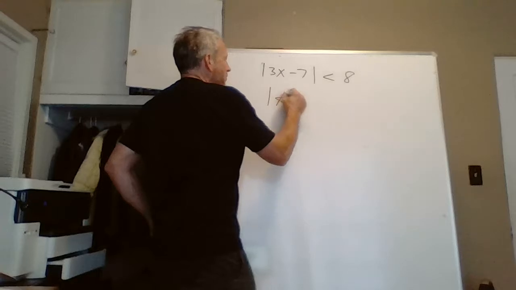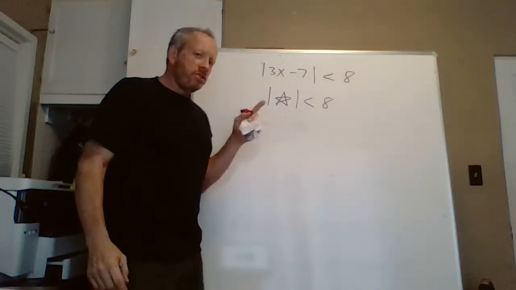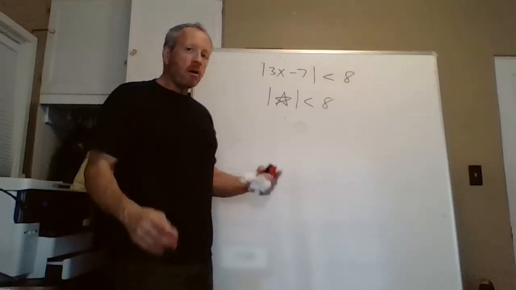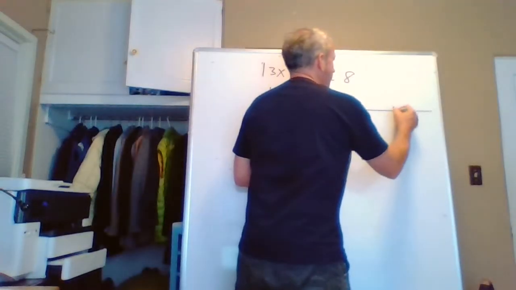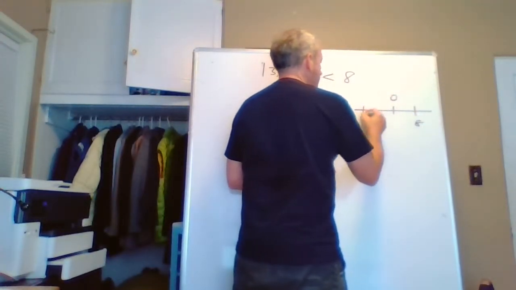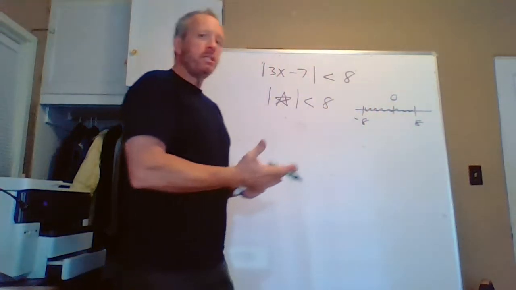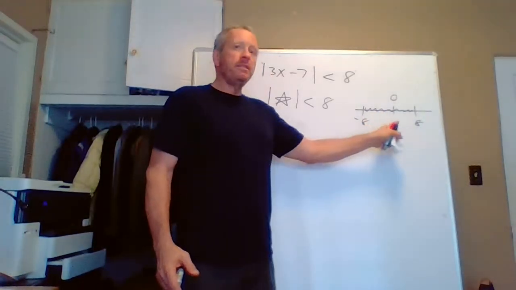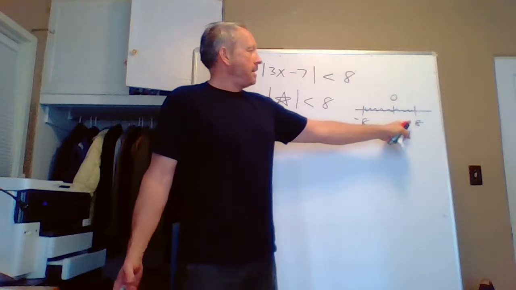If I wrote this down, consider this: the absolute value of star is less than 8. What I mean is that star's distance from 0 is less than 8. Star is at a distance from 0 less than 8. If we have a number line, there's 0, there's 8, there's -8. Star would have to inhabit that region. It would have to live in that zone. What does it mean to live in this region, or to be contained in this interval?